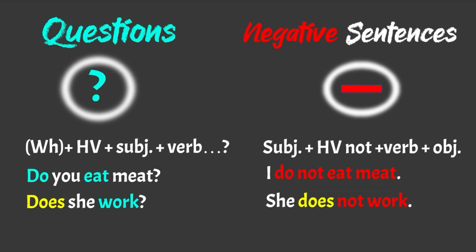What about negative sentences? Well, for negative sentences, we need the subject plus helping verb plus not plus the base of the verb. And of course, the object if you have an object. For example, I do not eat meat, or I don't eat meat. She does not work, or she doesn't work. I hope you understand.